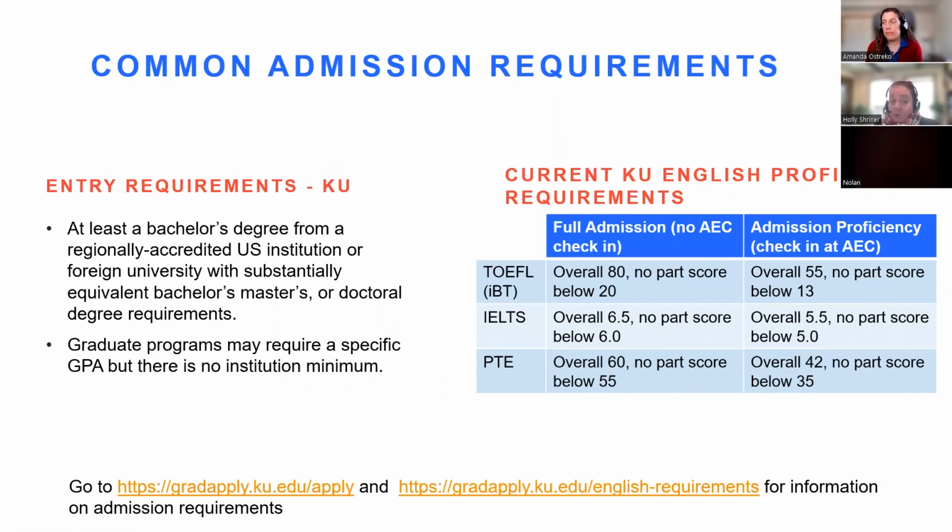So common admission requirements at the University of Kansas, like I talked about a few minutes ago: we require at least a bachelor's degree from a regionally accredited U.S. institution or a foreign university with substantially equivalent bachelor's, master's, or doctoral degree requirements. So again, by the time you begin grad study at the University of Kansas, you must have earned a bachelor's degree. And then graduate programs might have specific requirements regarding a GPA. At the University of Kansas, there is no minimum institution GPA required, though individual graduate programs can decide that they have a specific GPA that they require for that field.